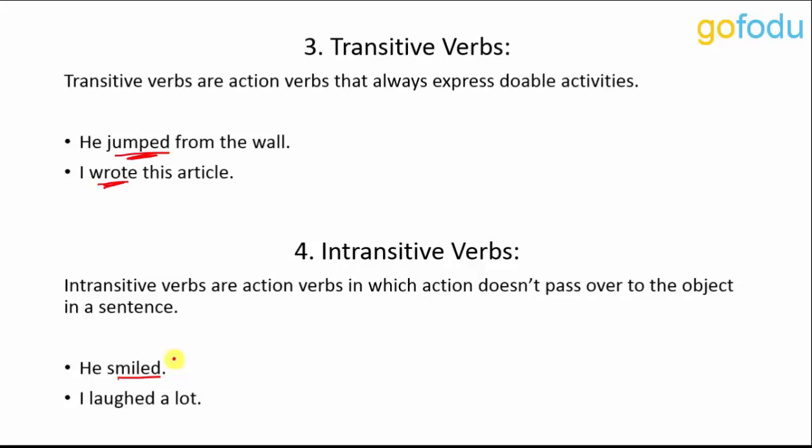I laughed a lot. If I say I laughed, that's also a complete sentence. That doesn't need to be specified, that I laughed at him or I laughed with him. It's not required. It's not mandatory all the time. So intransitive verbs are those which do not have an object mandatory with them. An object can be placed but not mandatorily. They complete a sentence individually with the subject.